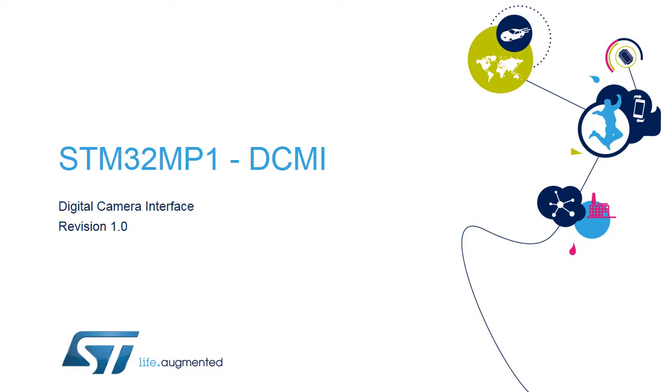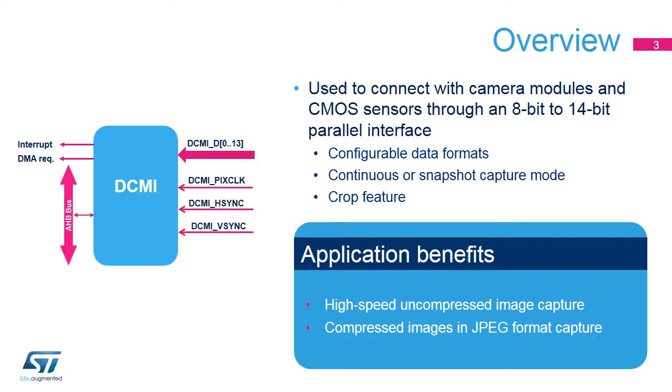Hello, and welcome to this presentation of the STM32 Digital Camera Interface Controller. It covers all features of this interface. DCMI stands for Digital Camera Interface. The DCMI interface is used to connect a parallel camera module to the STM32.